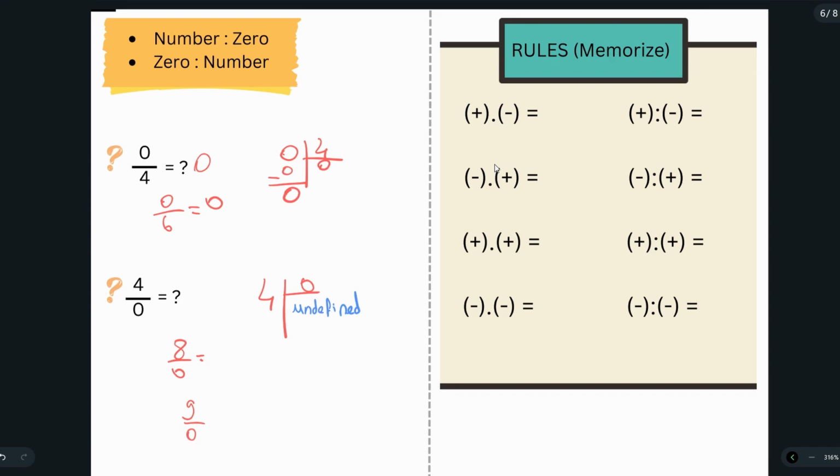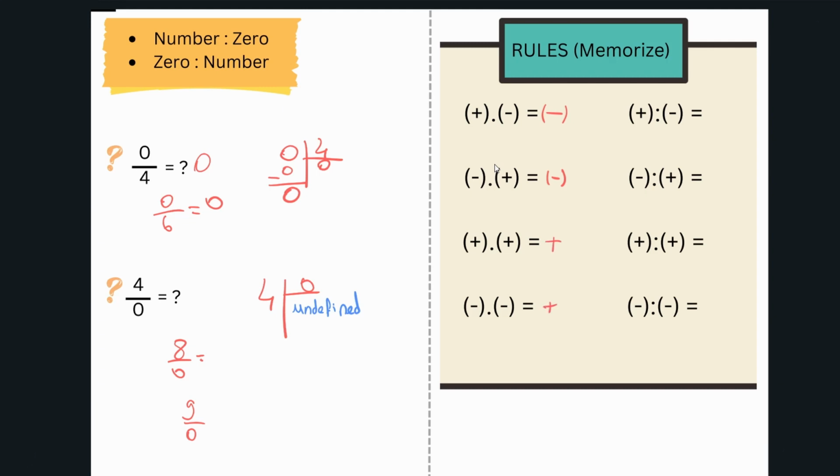Okay, let's go to the rules that you should definitely memorize. You should have already memorized from the previous video. It's the same rule. If two signs are next to each other like this, you're multiplying them. Positive times negative is negative. And a negative times positive is also negative. If you're multiplying two different signs, it's negative. If you're multiplying the same signs, then the answer is positive.